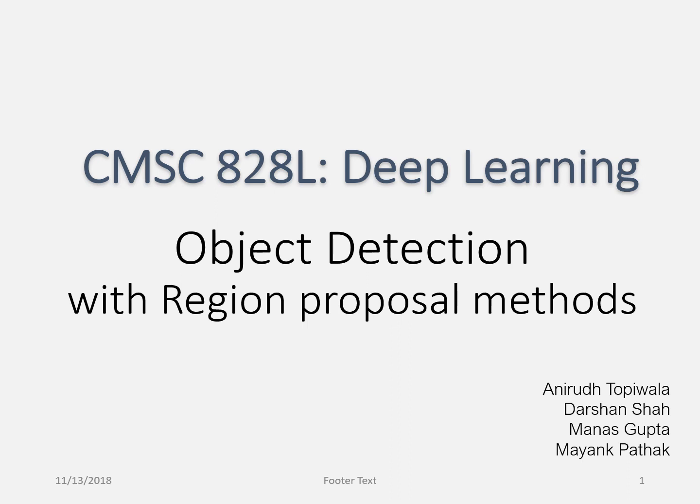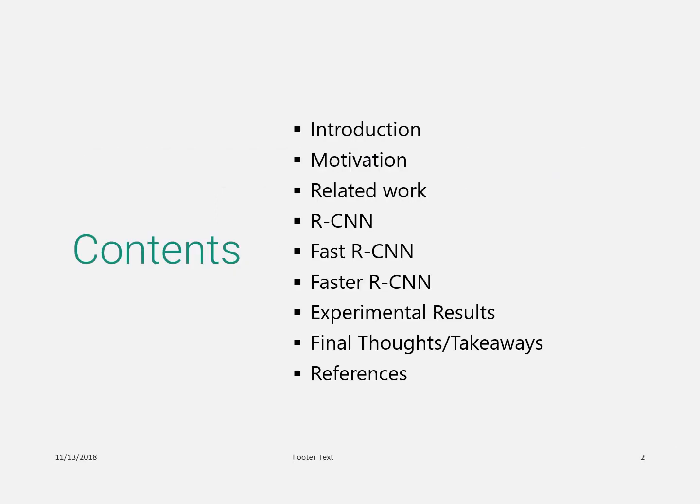Hi, our presentation topic is object detection with region proposals method. The way we have structured this presentation is we'll introduce the motivation first on why we did this presentation. Then we go on to talk about the traditional methods and the related work with object detection. Later on, we move on to the more modern methods of detection, which are RCNN, Fast RCNN, and Faster RCNN. These three are our major papers for the presentation.